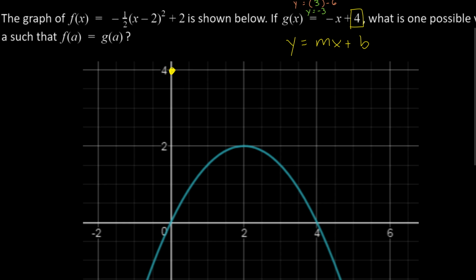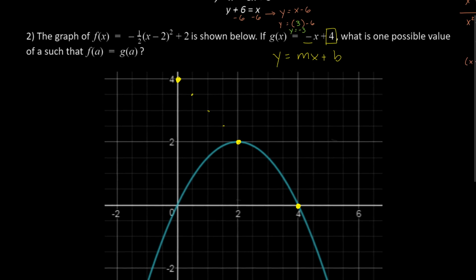What do I look at? Your slope is negative 1. What does that mean for you? Down 1, which way 1? To the right one. Good. Down 1 to the right one. Down 1. Oh! Right there is a solution. There's also another solution right down here.